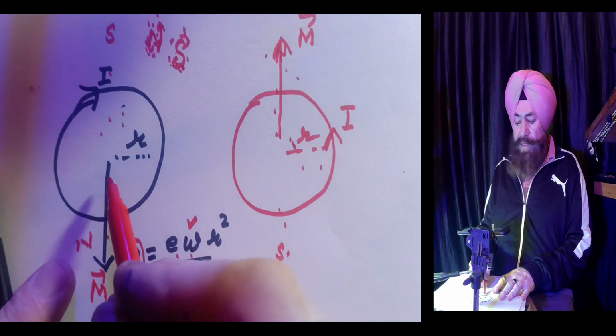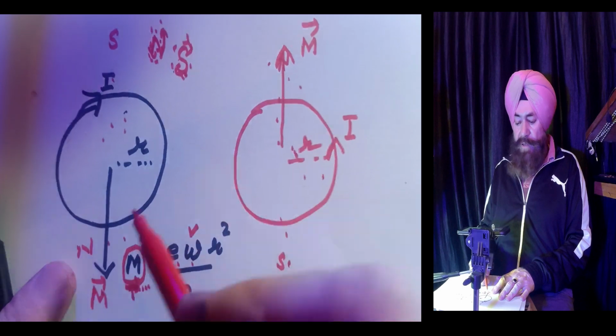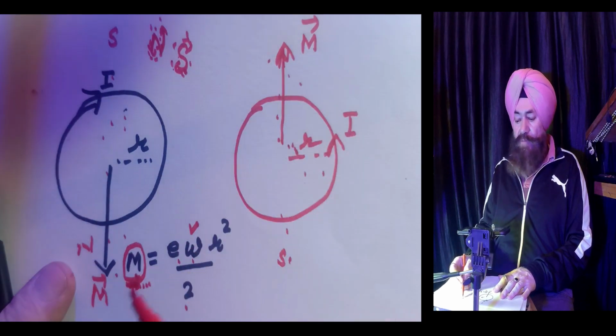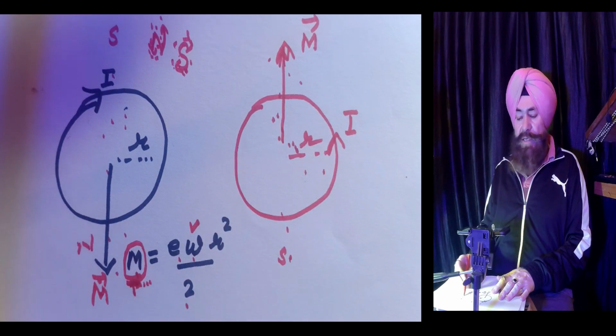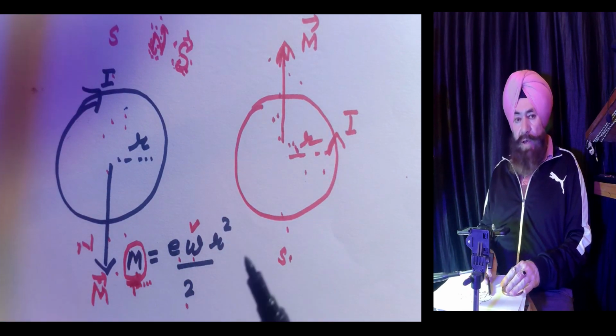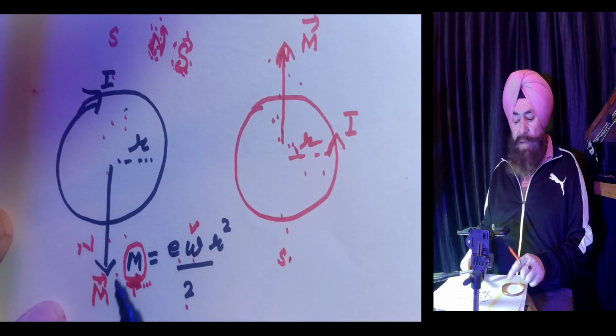So there are two magnetic moments, one downward, second upward, same magnitudes, opposite directions, cancels out. Now next, I'm going to apply a magnetic field.